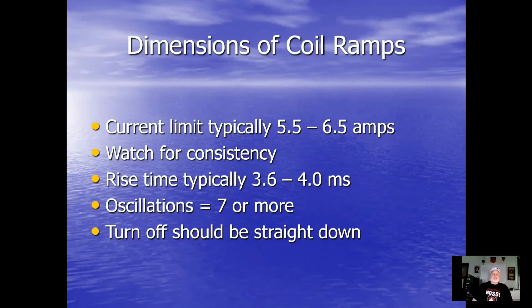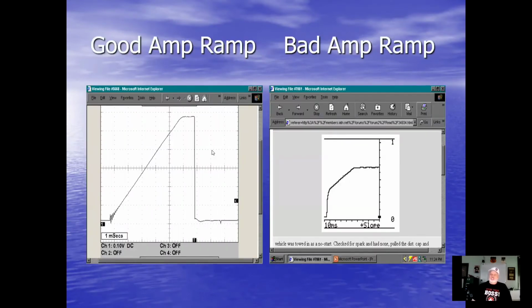So consistency. Rise time, typically 3.6 to 4 milliseconds. We're looking for oscillations, 7 or more. And we want to see the turn off straight down. So let's look at a few. Let's look at the good one on the left here. We can see that. Real nice. There we go. We got our oscillations. We got a real nice ramp, peaks out, drops. Boom, done. Look at the one here on the right.